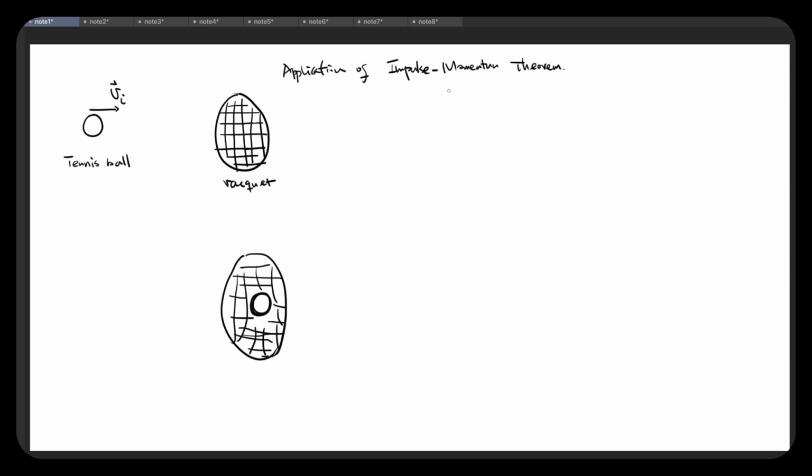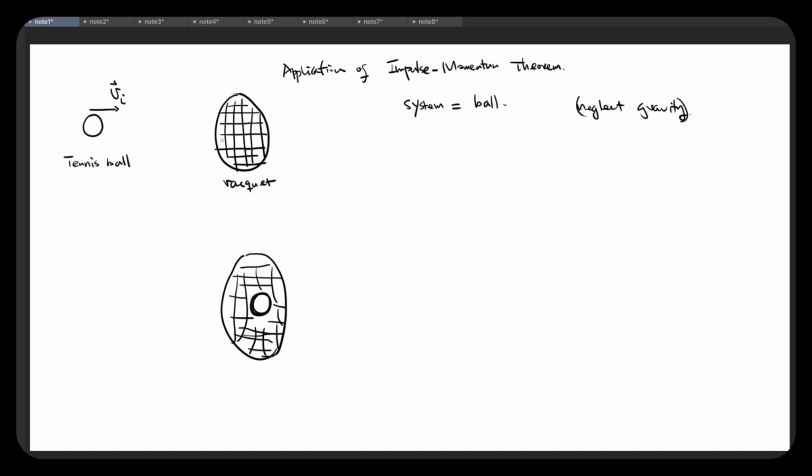So our focus, or our system, is the tennis ball, and we are studying the force acting on the tennis ball. Now in this case, we're going to neglect the gravity. Gravity, of course, is still there. It's just that compared to the force due to the net acting on the ball, the gravity is small, so we can neglect it.